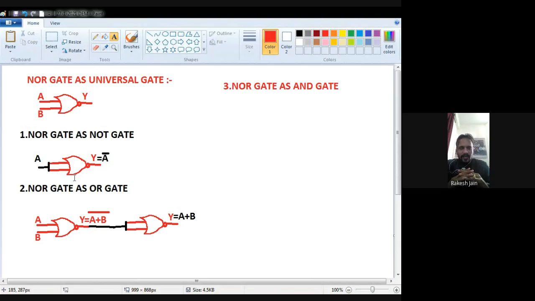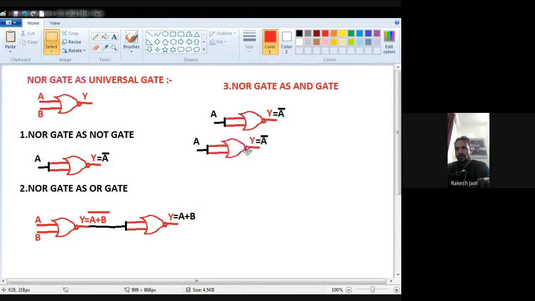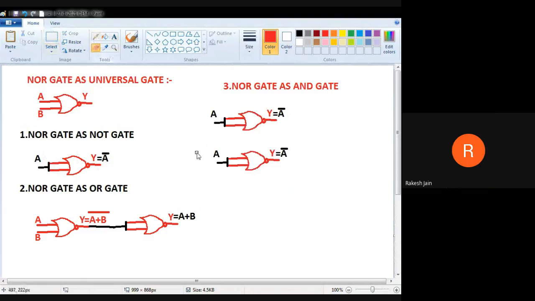And I want to build an AND gate. What is the AND gate output? The AND gate output is Y is equal to A dot B. So how can we build it? First of all, I use NOR gates as NOT gates. Two NOR gates as NOT gates. One having an input A, so the output is A bar. The second has input B, so the output is B bar.